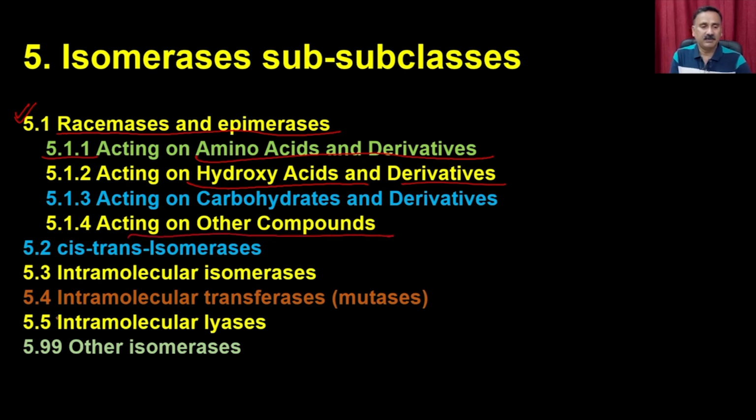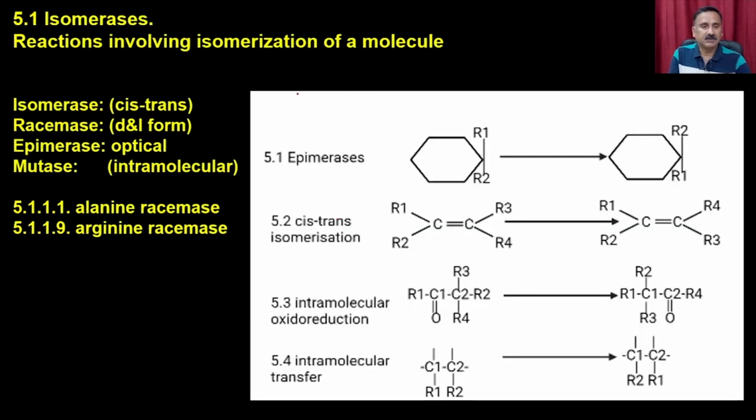Similarly, 5.2, 5.3, 5.4, 5.5 and 5.99 can be further classified into subgroups depending on the type of reaction or bond they act on to form the isomers. These are the reactions it is going to catalyze. For example, epimerases act on a particular group, and you will see that it changes the position of R1 from above the surface to below the surface. So it causes epimerization.